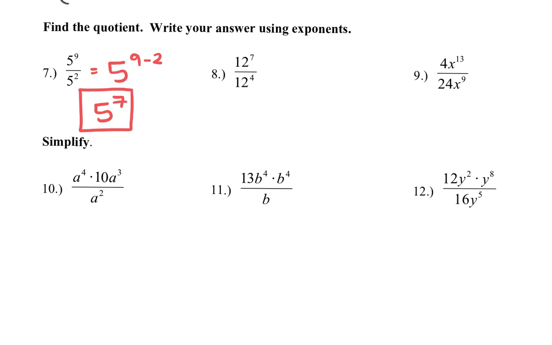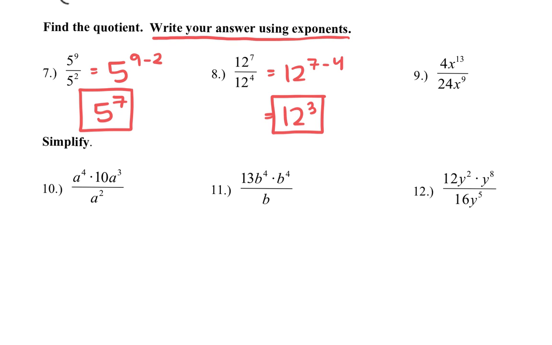On 8, we ask what is the base? And in this problem, 12 is the base. So this would be 12 to the 7 minus 4, which is 12 to the 3rd power. And again, just like before, it says you can write your answer using exponents. So that's great. We can stop right there.